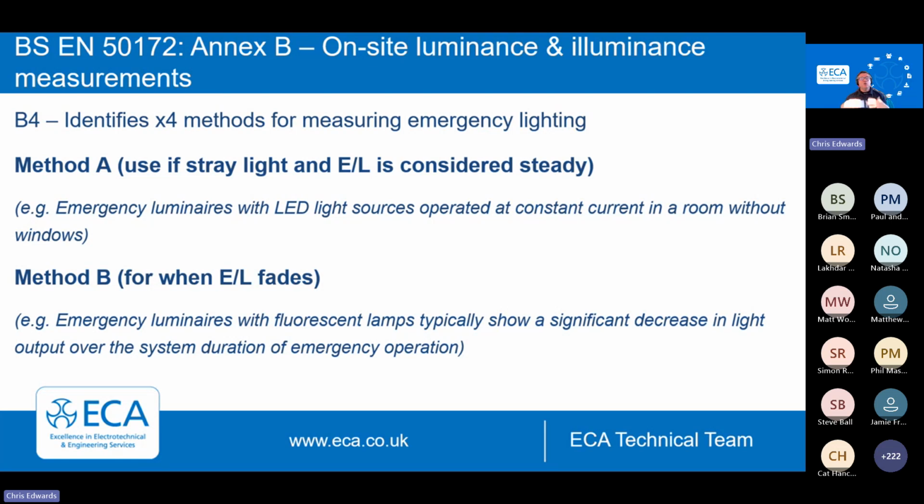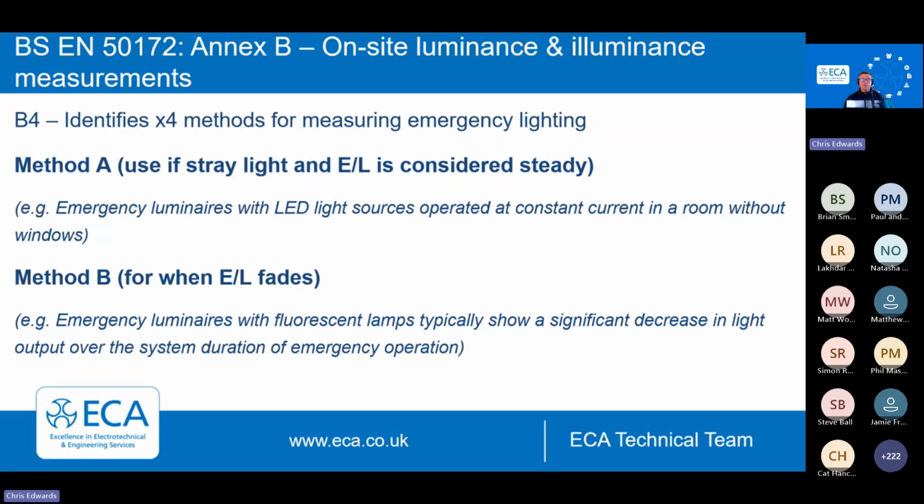Method A, you would use this method if the stray light and emergency light is considered steady. So that's not a problem. You would pick your grids, which I'll cover in a second, and you measure away because you're happy that during the duration of your test, everything's consistent. There should be no worries. But method B is something that you would use if your emergency lighting fades over time.